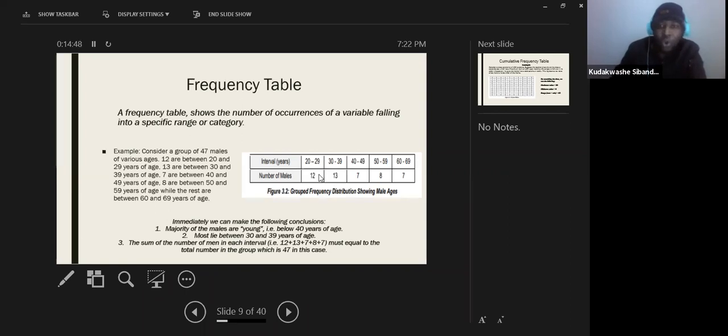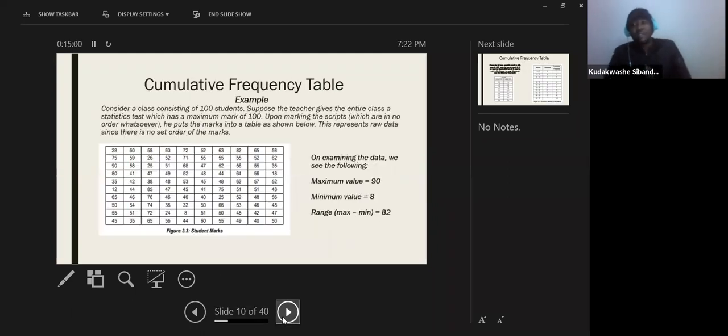Then if we add all these frequencies, they must give you a total of 47, which is the total number of data points that we had initially when we started the research. So let's talk about what is called a cumulative frequency table, right?